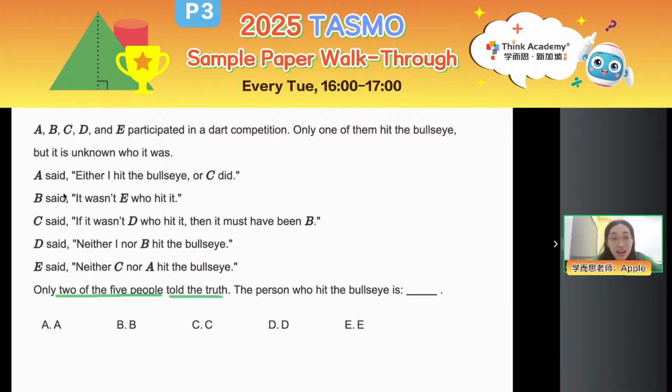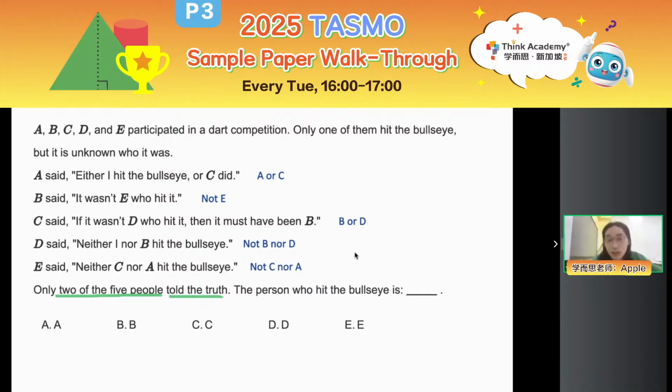A said, either I hit a bullseye or C did. So here, we just turn that into A or C. Well, B said it wasn't E. So here, not E. Then according to C, how can we translate? How can we turn the long sentence into some short phrase? What is it? Correct. That is just B or D, right? And then what about the D? Yes, correct. That is not B nor D. And then following this? Yes, not C nor A.